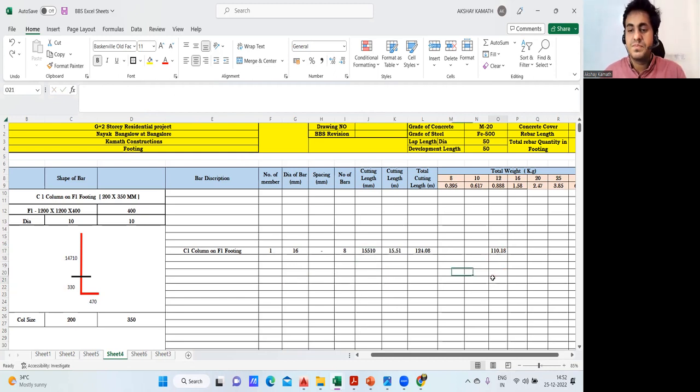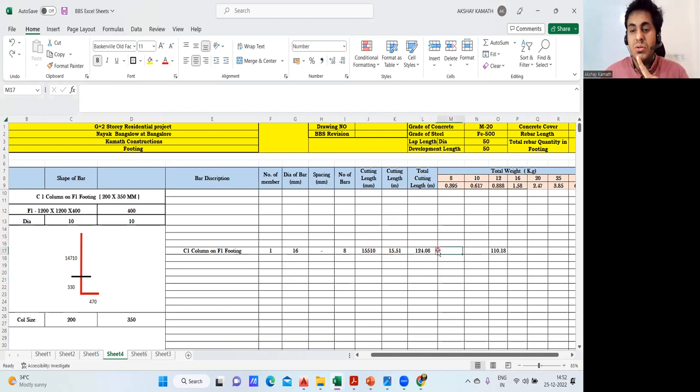Okay, fine. Cutting length you understood. This is in mm. Now coming to the cutting length in meters. Obviously, whatever answer I'm getting in mm, if I divide this by 1000, I get 15.51 meter. Now come to the total cutting length. Whatever this 15.51 has come, it's for one single bar, and for that C1 column.